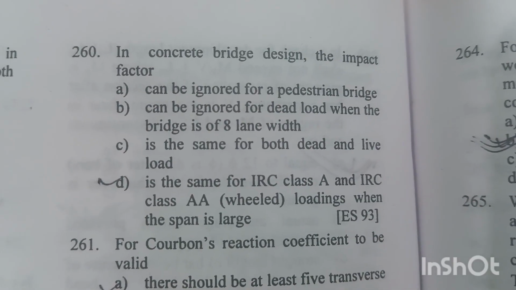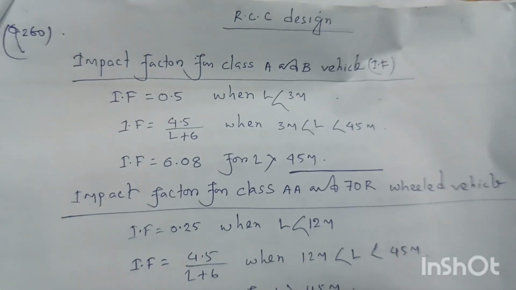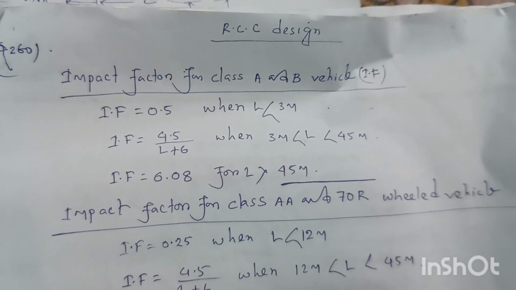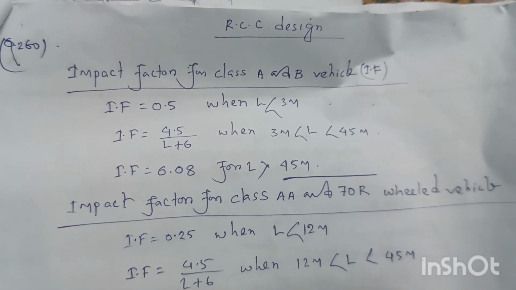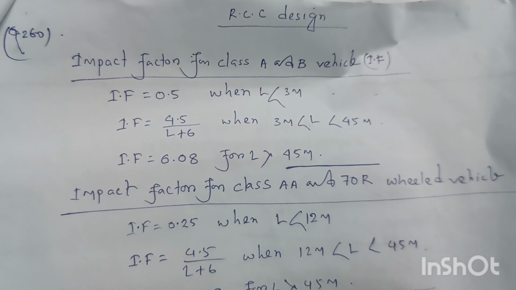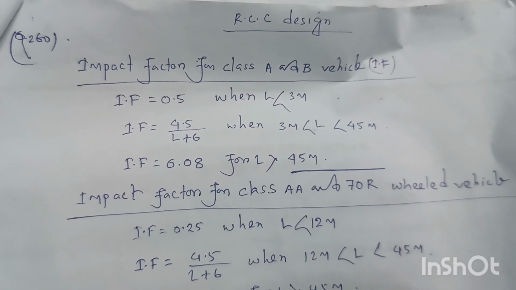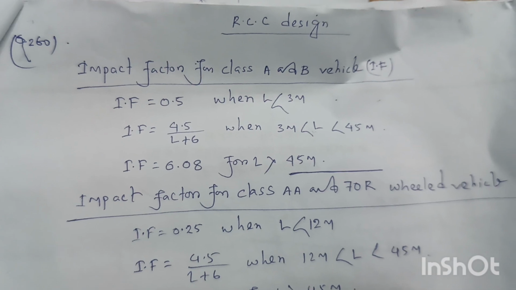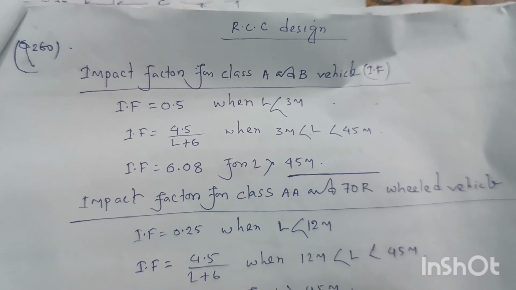Question number 260. In concrete bridge design, the impact factor for class A and B vehicle is equal to 0.5 when the span of the bridge is less than 3 meter, and the impact factor will be 4.5 by L plus 6 when the span is less than 45 meter but greater than 3 meter, and impact factor is equal to 0.08 for L greater than 45 meter.